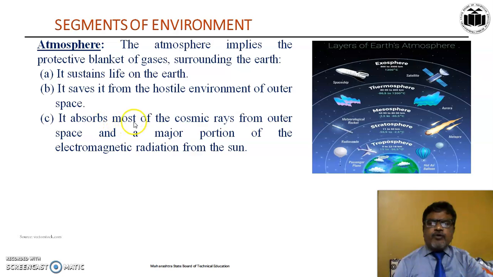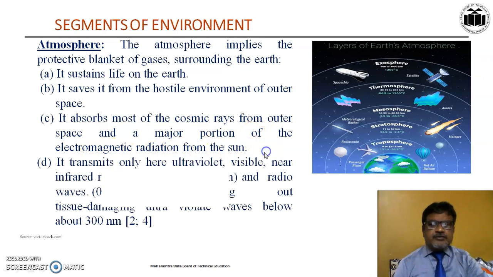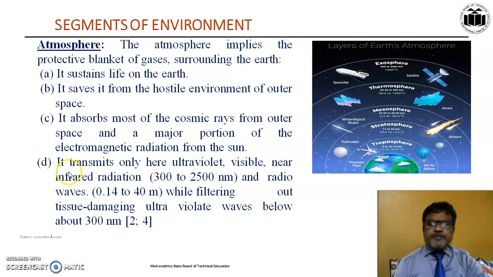It absorbs most of the cosmic rays from outer space and a major portion of the electromagnetic radiation from the sun. It transmits only ultraviolet, visible, near infrared radiation and radio waves, while filtering out tissue-damaging ultraviolet waves below about 300 nm.